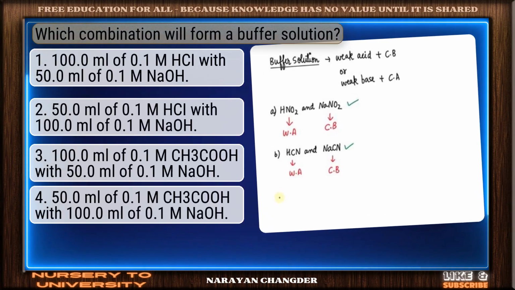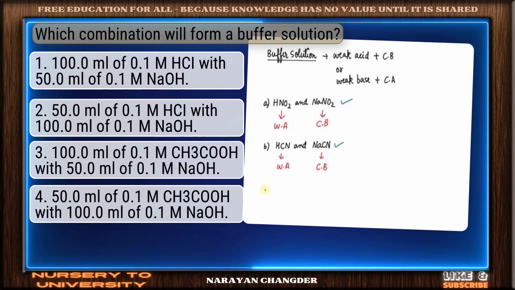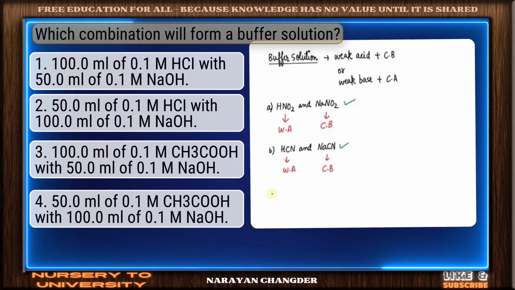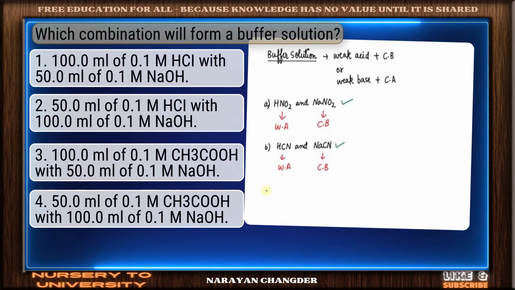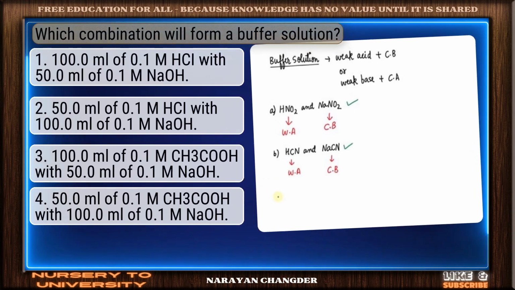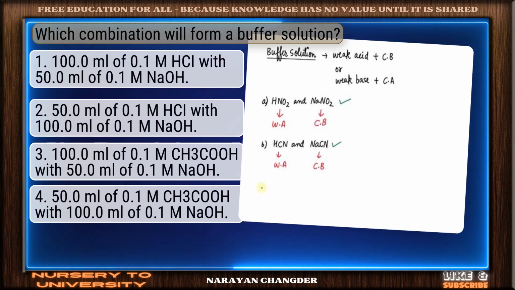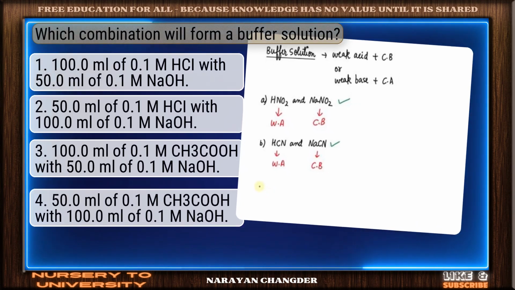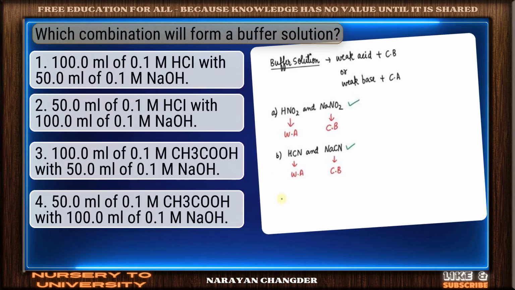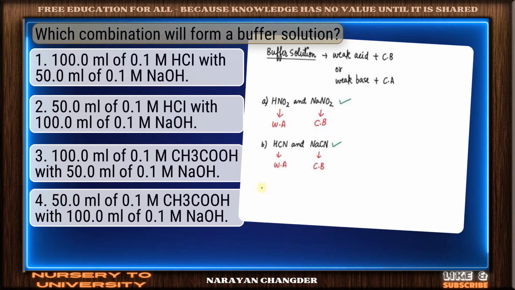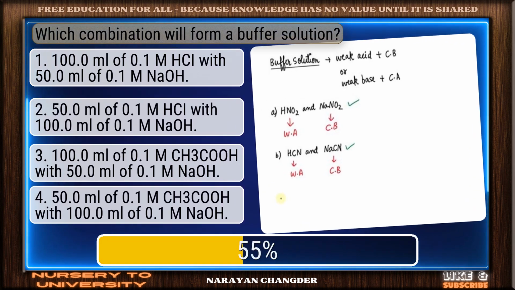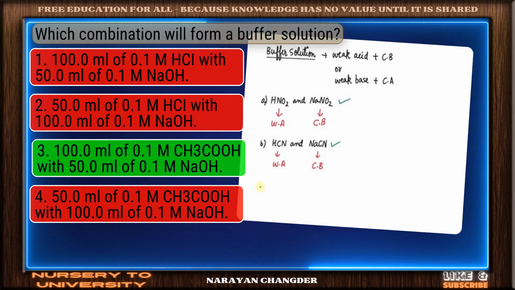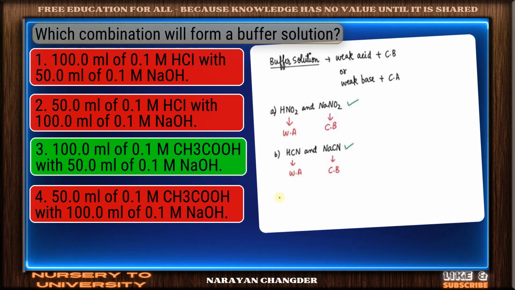Which combination will form a buffer solution? Option 1, 100.0 mL of 0.1 M HCl with 50.0 mL of 0.1 M NaOH. Option 2, 50.0 mL of 0.1 M HCl with 100.0 mL of 0.1 M NaOH. Option 3, 100.0 mL of 0.1 M CH3COOH with 50.0 mL of 0.1 M NaOH. Option 4, 50 mL of 0.1 M CH3COOH with 100 mL of 0.1 M NaOH. Yes, 100.0 mL of 0.1 M CH3COOH with 50.0 mL of 0.1 M NaOH is right.